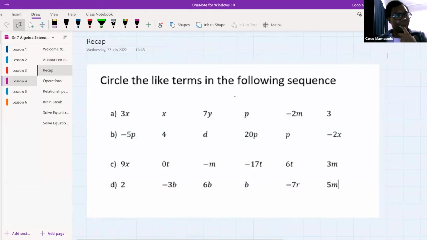We were talking about like terms. Okay, so I want you guys to tell me, anybody raise their hand and tell me, in A, what are my like terms? Is there anybody who can help us with our like and like terms? Oh, Tina's hand shot straight up. Hi, Tina.